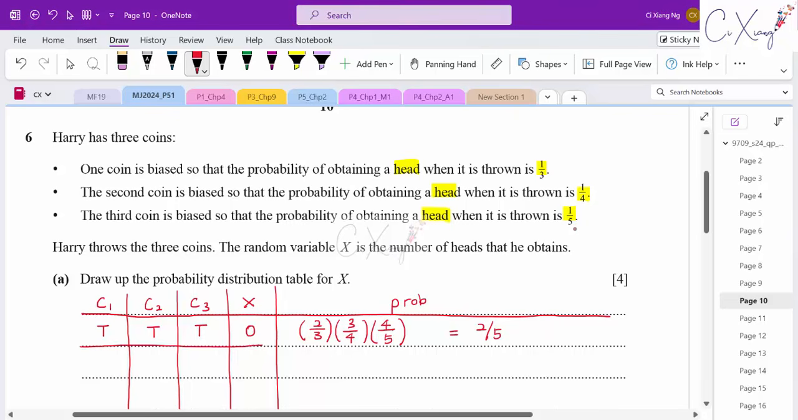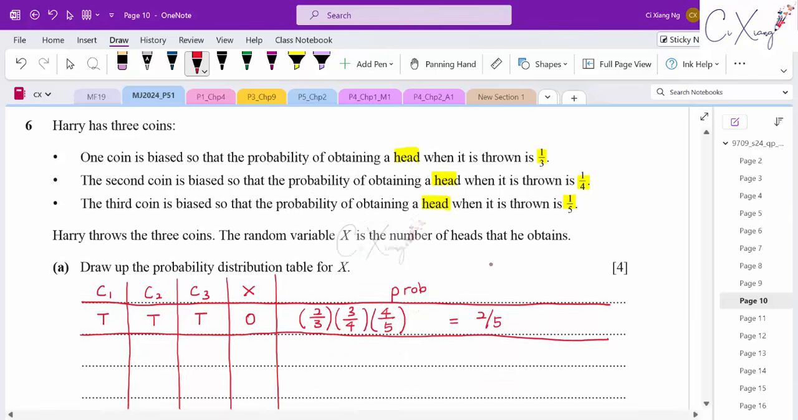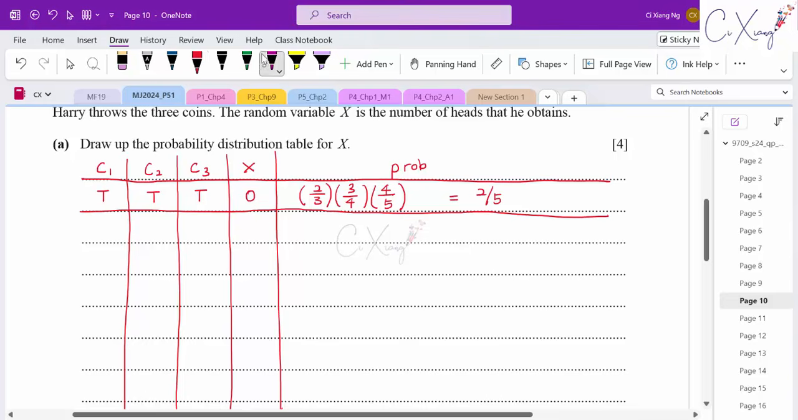That means when x equals 0, the coins show you all tails. Okay, then now let's proceed to the second case.